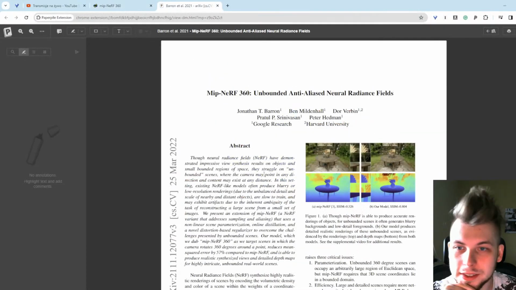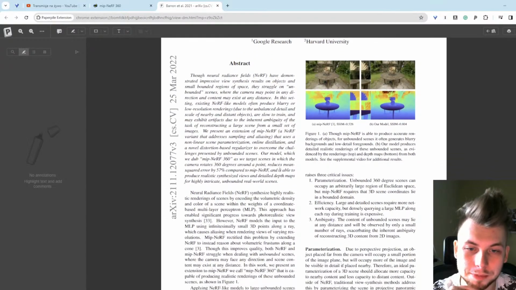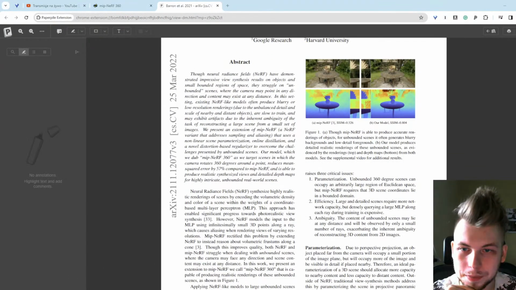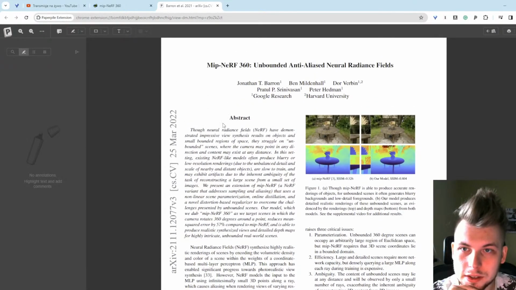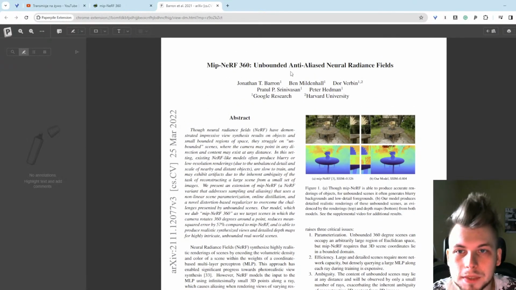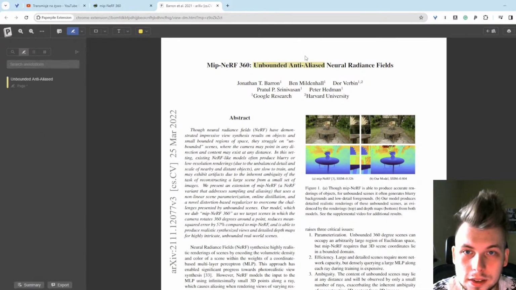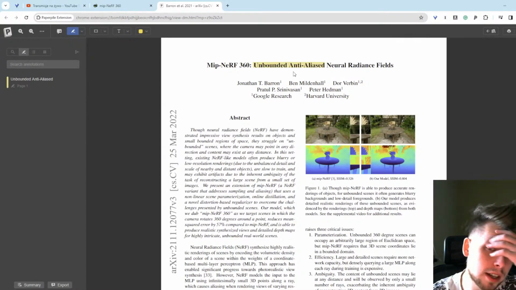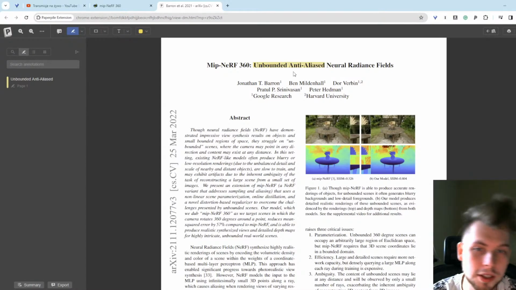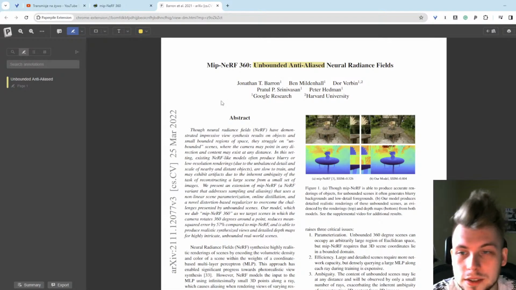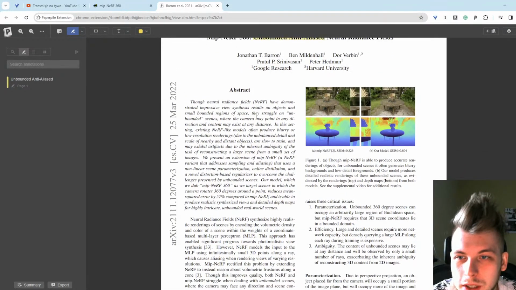So let's get started. So this is our paper. Yeah, and let's start reading this. Okay. So this is Unbounded Anti-Aliased Neural Radiance Fields. This is related to the fact that Mip-NeRF is creating anti-aliased representation. So this is what we saw in the last stream. What else? Let's read the abstract first.